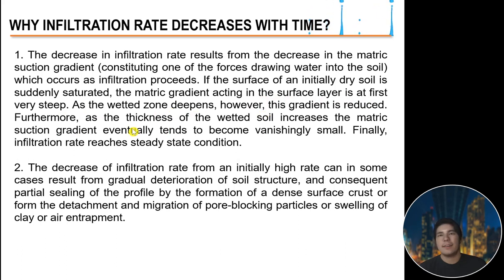Furthermore, as the thickness of the wetted soil increases, the matric suction gradient eventually tends to become vanishingly small. So finally, the infiltration rate reaches the steady state condition. The decrease in the infiltration rate from the initial high rate can in some cases result from gradual deterioration of the soil structure and consequent partial sealing of the profile by the formation of a dense surface crust, or from the detachment and migration of pore-blocking particles, or swelling of the clay, or air entrapment.